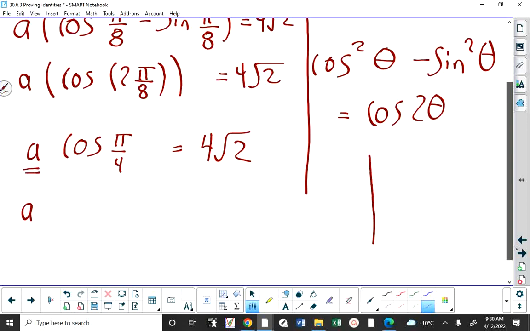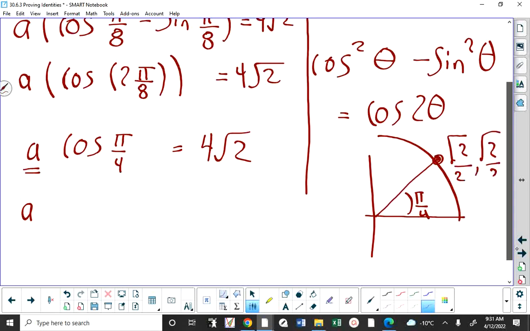What is the cosine of pi over 4? Well, pi over 4 on the unit circle has coordinates of root 2 over 2, comma root 2 over 2. So the cosine is root 2 over 2. So we end up with a root 2 over 2 equals 4 root 2.